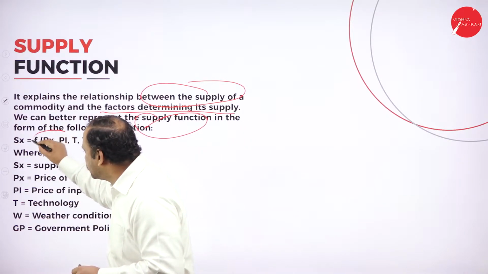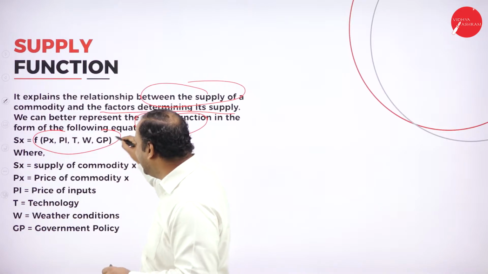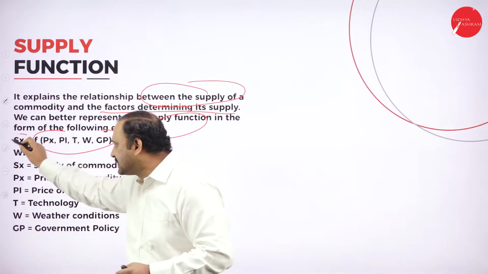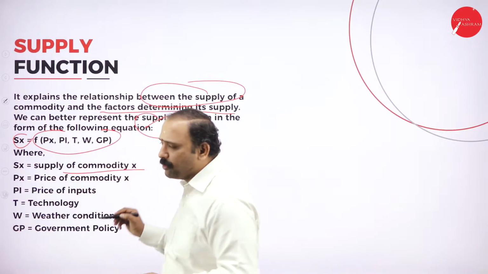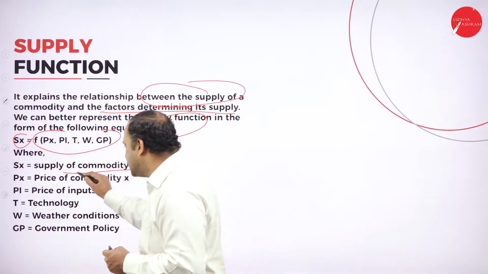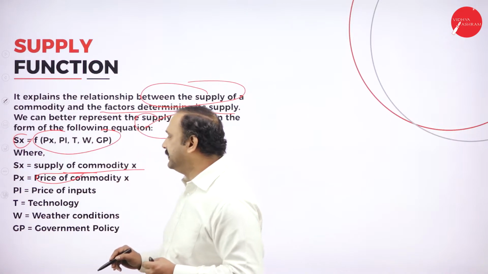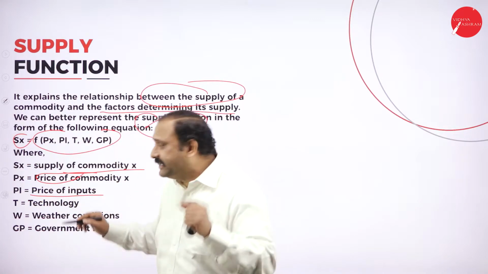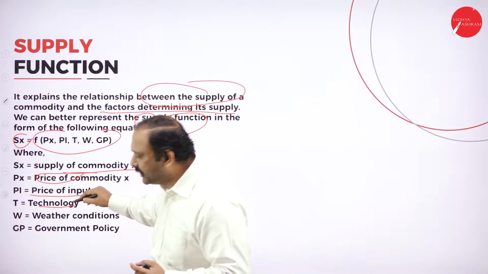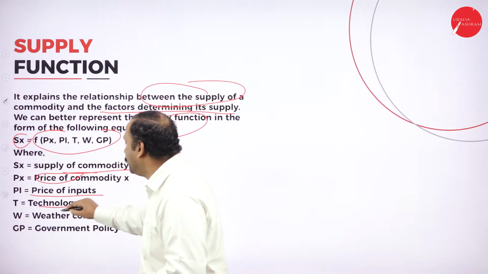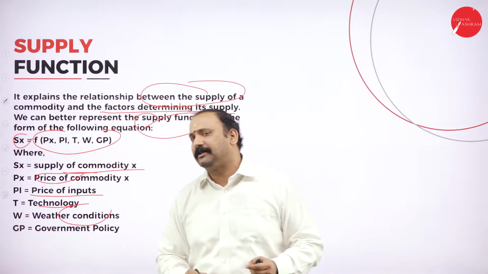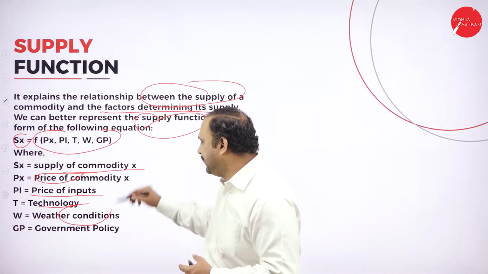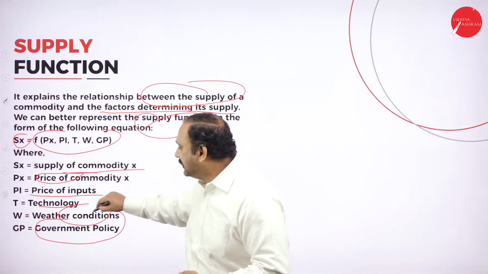That is, Sx is a function of Px, Pi, T, W and GP. What are all these terminologies? Sx stands for supply of commodity X. Px stands for price of the commodity. Pi stands for price of the inputs. T stands for technology. W stands for weather conditions. Now, when I use the word weather condition, that means the environmental conditions. And GP stands for government policy.